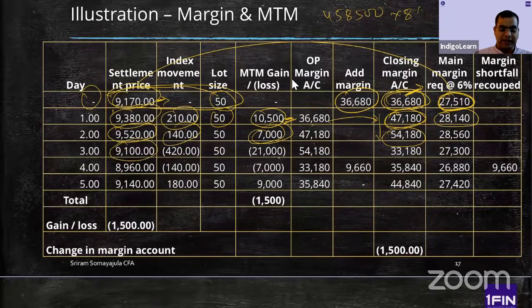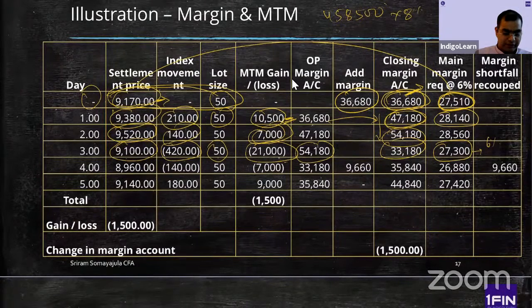From 9,520, it fell to 9,100. So you made a 420 rupees loss per contract, and you have a lot of 50. 50 is the lot size. So 420 into 50, you made a loss of 21,000 on the entire contract value. So that 21,000 has to be subtracted from 54,180. Then you'll get 33,180. Now is when you compare this with the maintenance margin. You are required to maintain a 6% maintenance margin, correct?